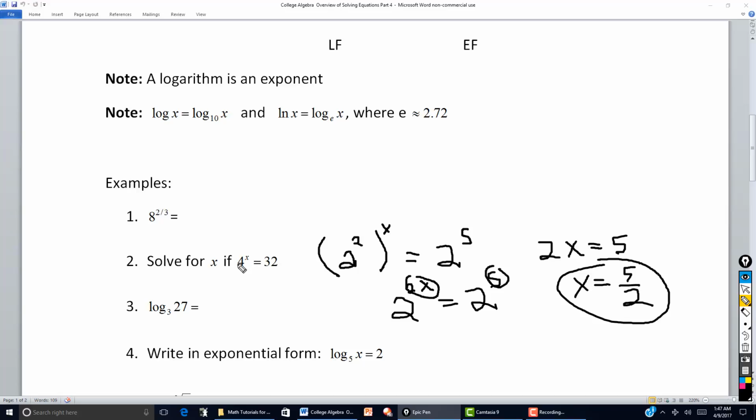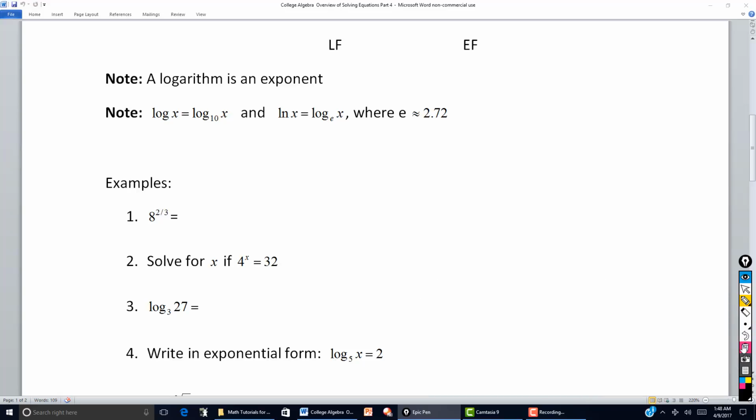And you can check it out because 4 to the 5 halves power is supposed to be 32. So check it based on the property I just gave you a while ago. I could take the square root of 4, which is 2, and then take it to the 5th power. 2 to the 5th is 32. So it checks out.